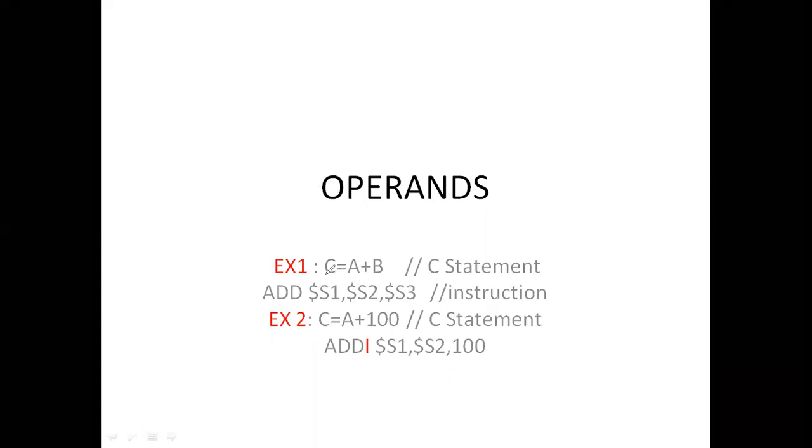First of all, how to observe this C statement. C equal to A plus B means, here we have three variables C, A and B, and the operation is addition. In the instruction, first of all, we have to represent the operations. So what kind of operation in C statement we are having? It is nothing but addition. Therefore, we are using the add instruction here.